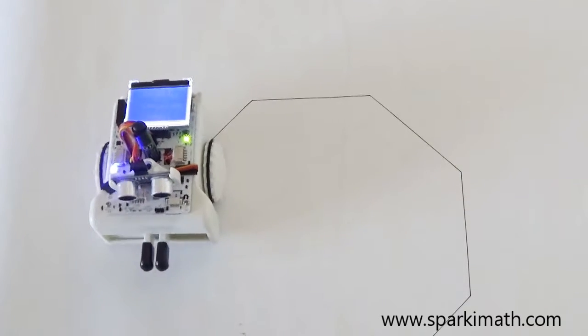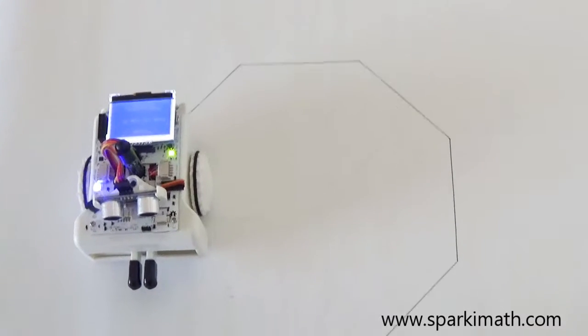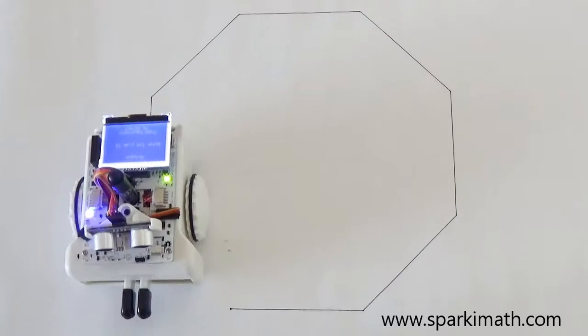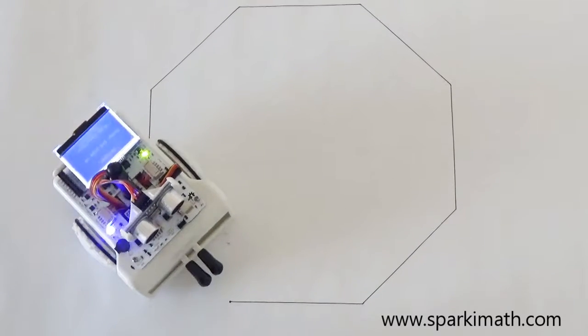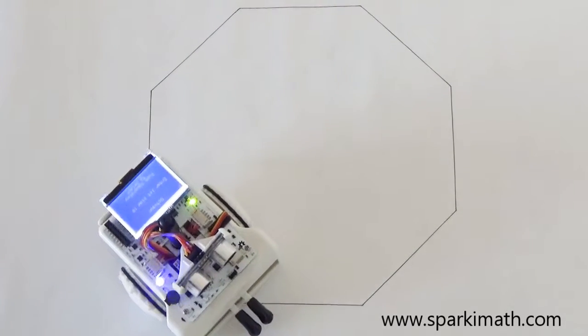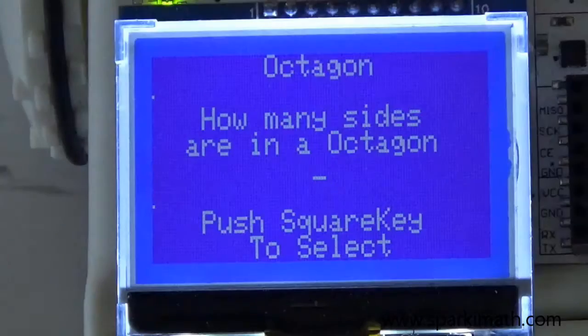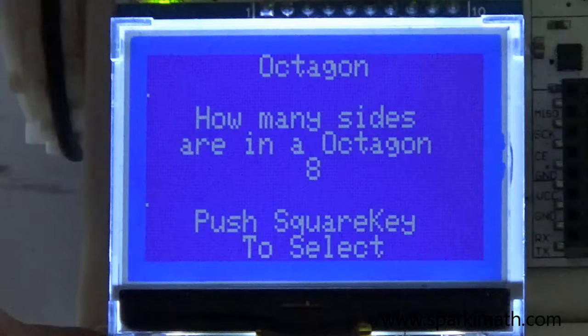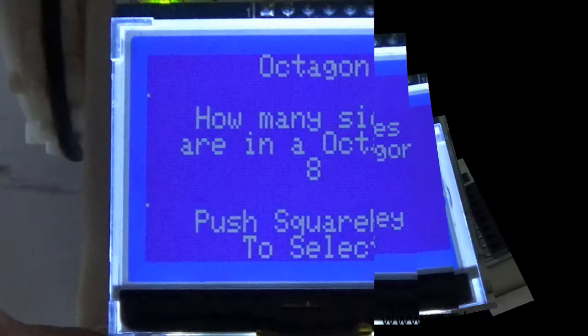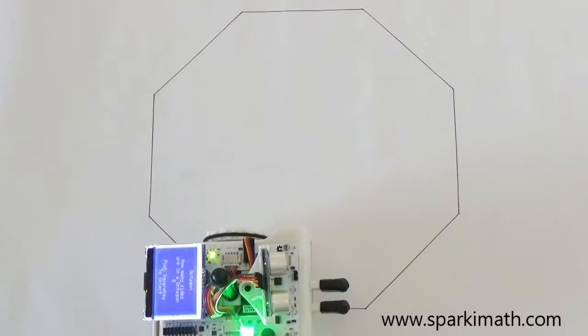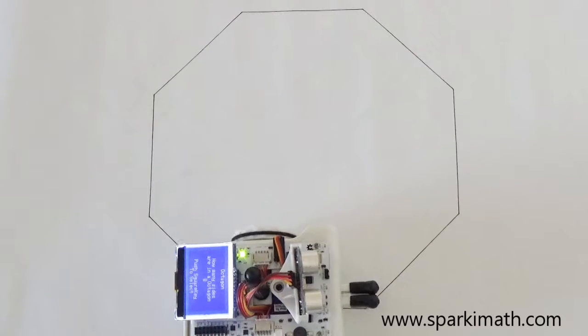All right, let's let Sparky continue to draw the octagon. All right, here's our first question. How many sides are in an octagon? Pretty easy, that's 8. So let's key in 8. Push the square key. Yep, Sparky likes that, he claps his grippers.